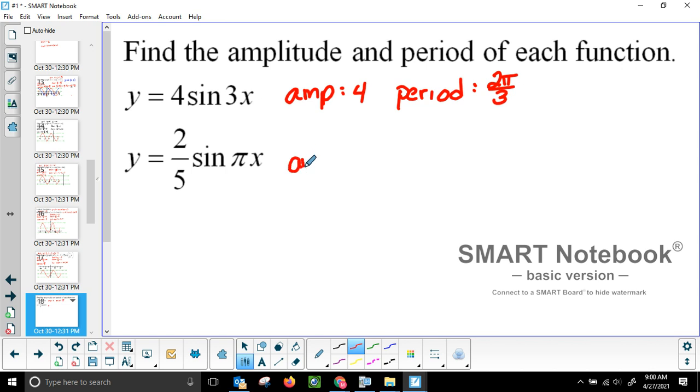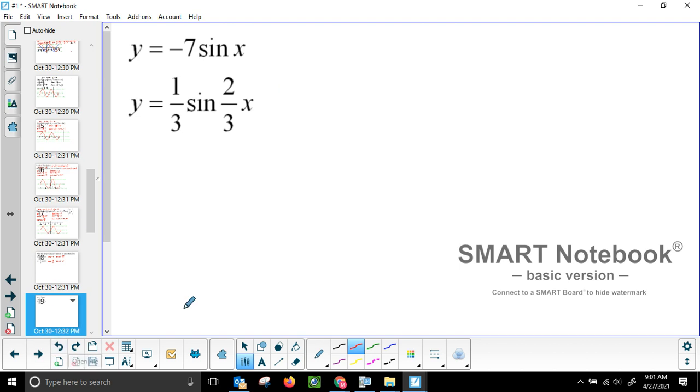So for the second one, what's the amplitude? 2/5, yep. And what's the period? 2, yeah. 2 pi divided by pi. So just 2. Pretty straightforward. Go ahead and just do these to yourself real quick. Should only take a moment.